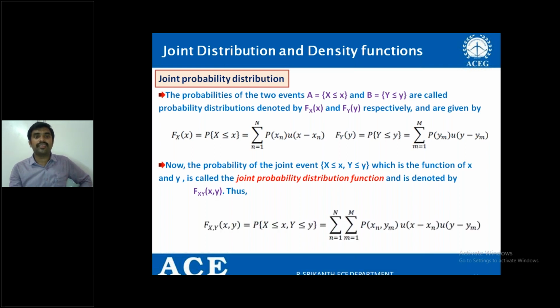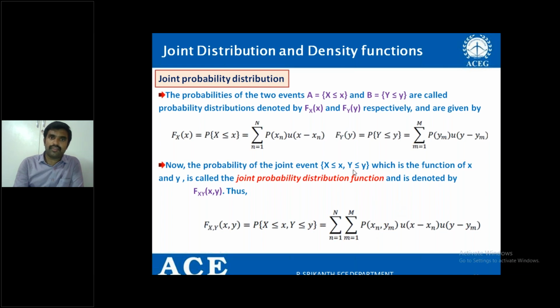Therefore, it can be written as Fxy of x comma y equal to P of, be careful here, P of X less than or equal to small x comma Y less than or equal to small y, which is nothing but summation for xn, that is n equal to 1 to N, for ym, m equal to 1 to M, P of xn comma ym. What is this probability? Nothing but joint probability. P of xn comma ym is called joint probability. Why? Because X is one event, Y is one event.